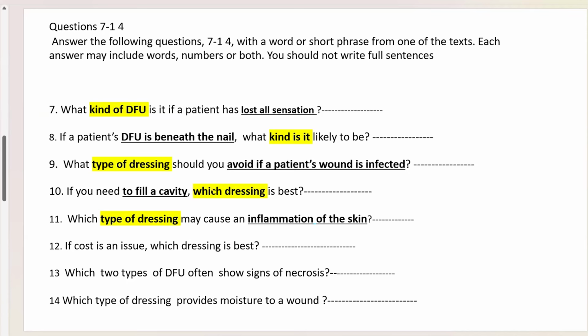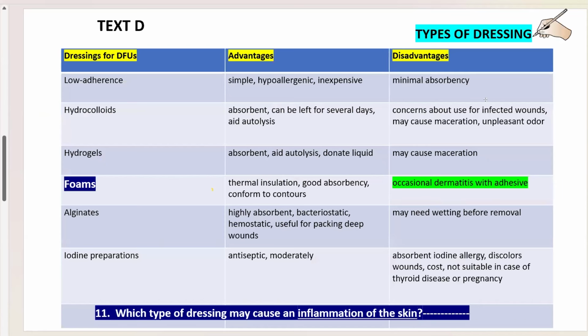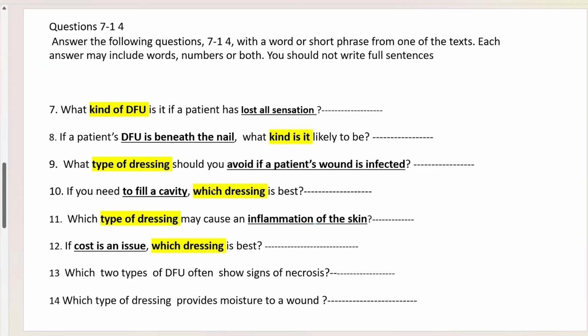Now for type of dressing, we can check disadvantages. What is inflammation of skin? It's dermatitis, right? "Occasional dermatitis with adhesive." That means foams will be the answer, as they are asking which type of dressing. Inflammation of the skin, they have mentioned here as dermatitis. Dermatitis is inflammation of the skin. Some medical knowledge definitely you need to use. Now moving to the next question.